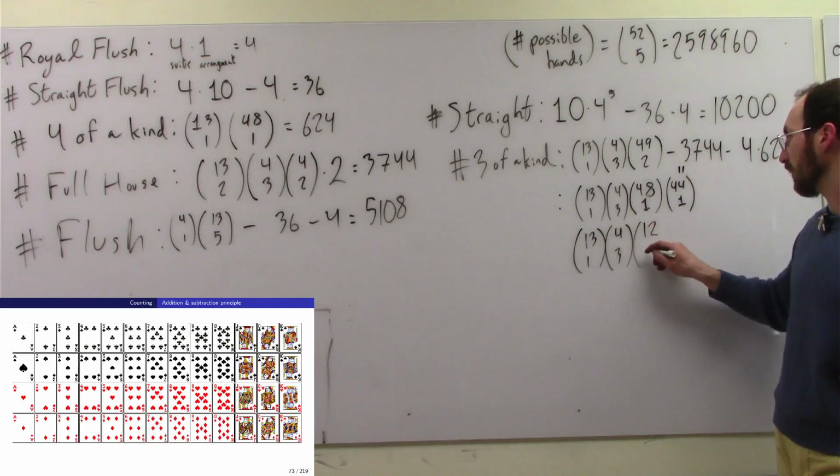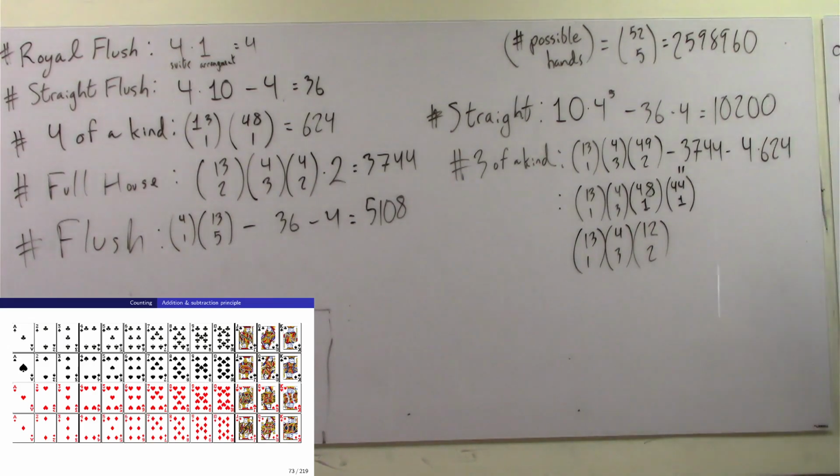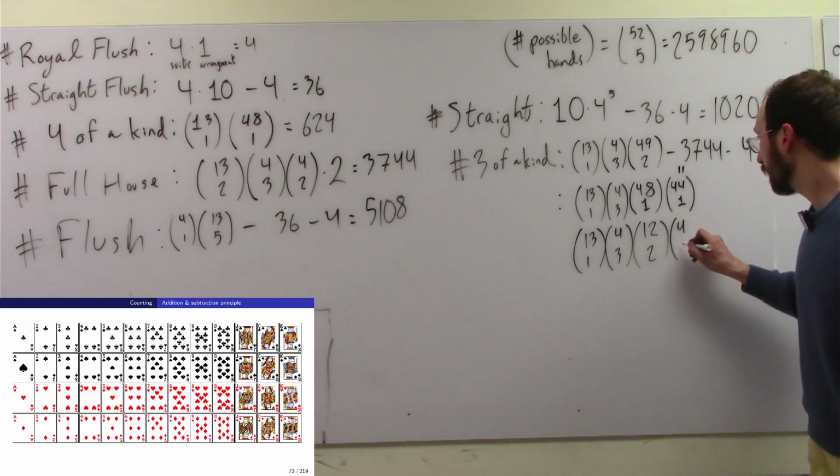Yes, we choose 2 ranks from the 12. And then I need 2 4s here, right? From each of those 2 remaining ranks, I need to pick 1 card.